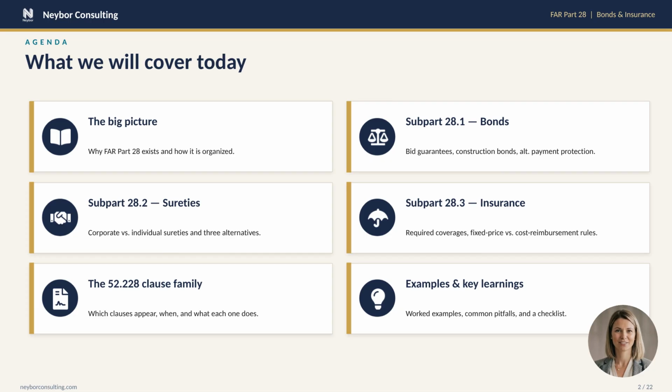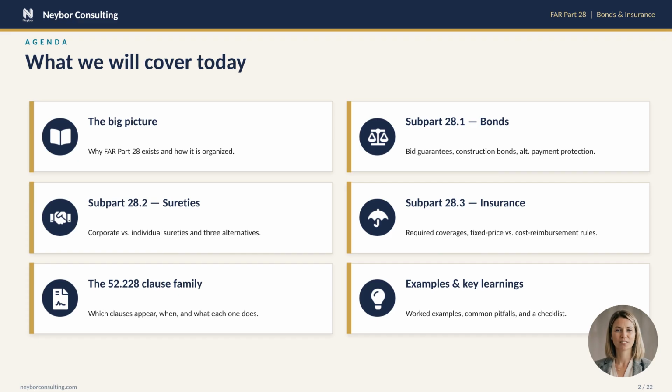Here is the roadmap for our session. We'll start with the big picture, why FAR Part 28 exists and the three subparts that make it up. Then we'll spend the bulk of our time inside Subpart 28.1, which is the bond rules themselves, bid guarantees, performance and payment bonds for construction work, and the special alternative payment protection regime.